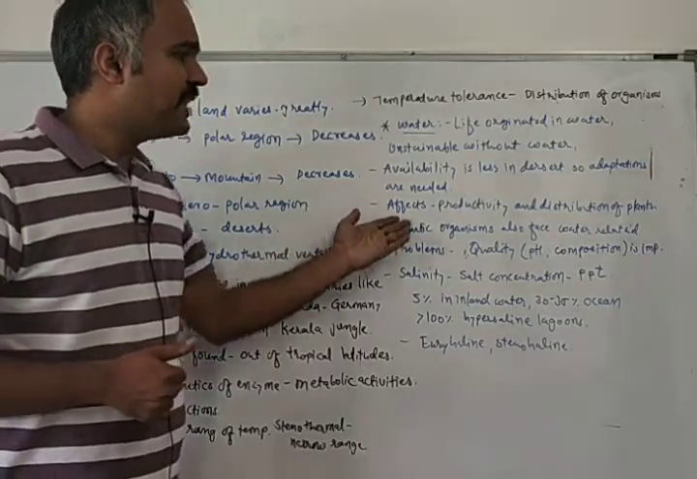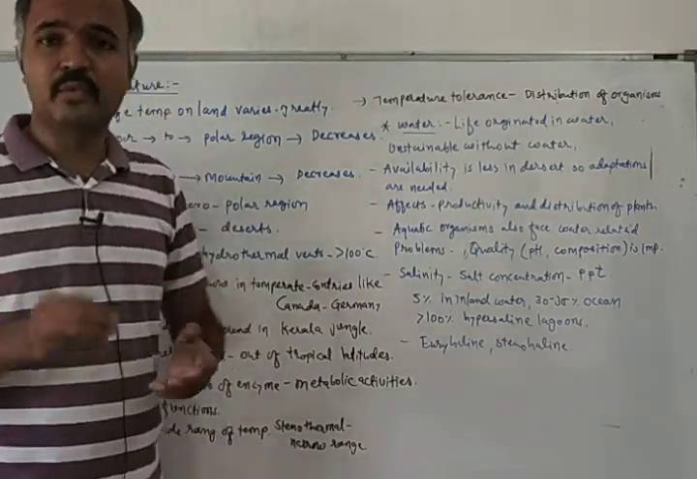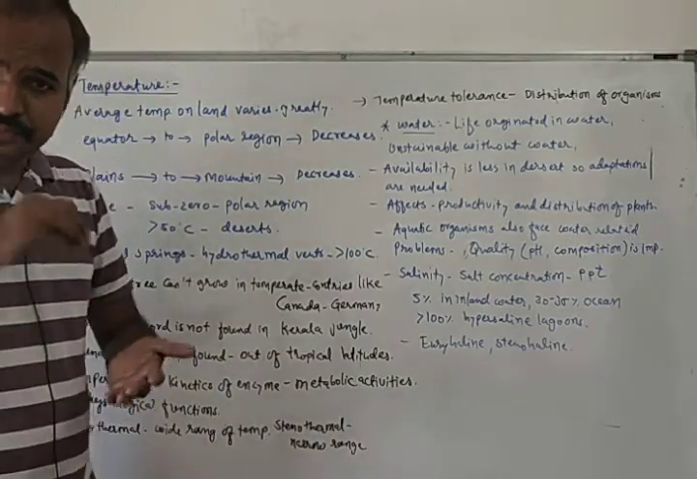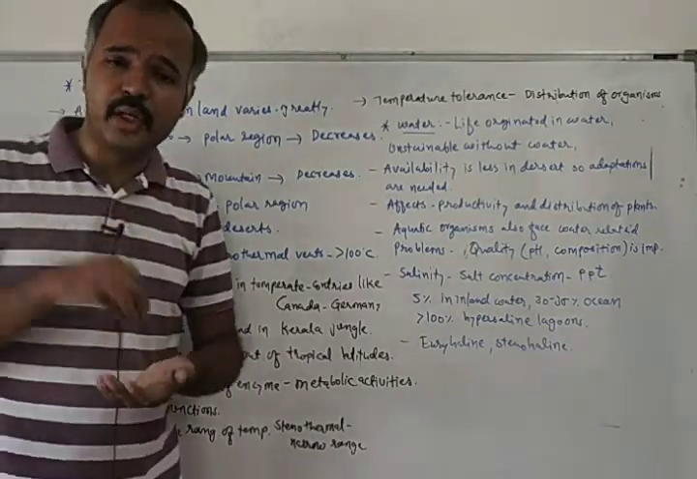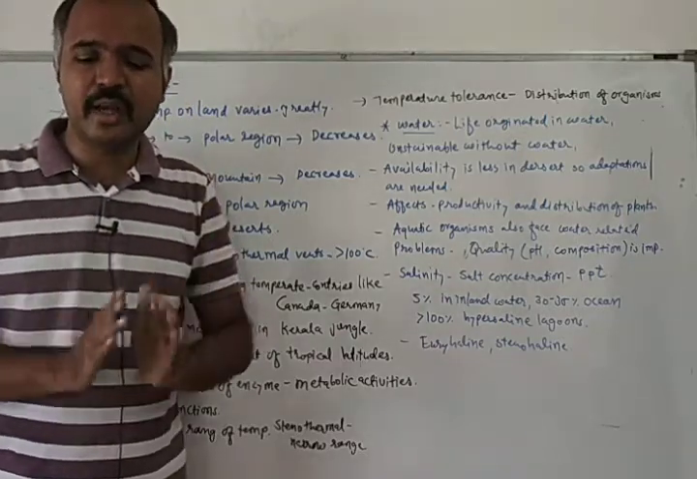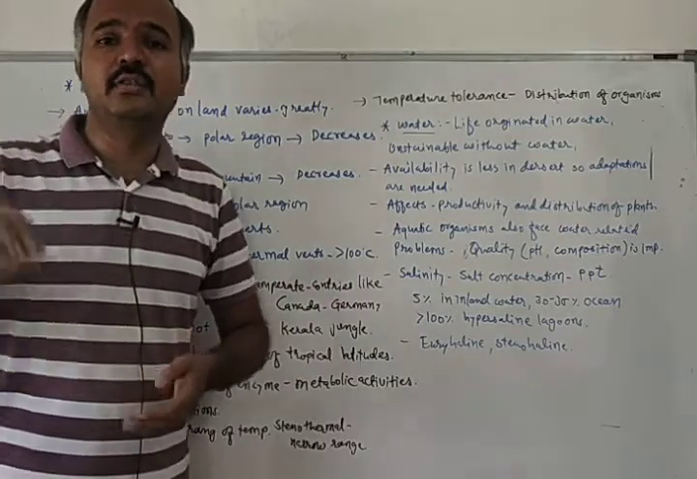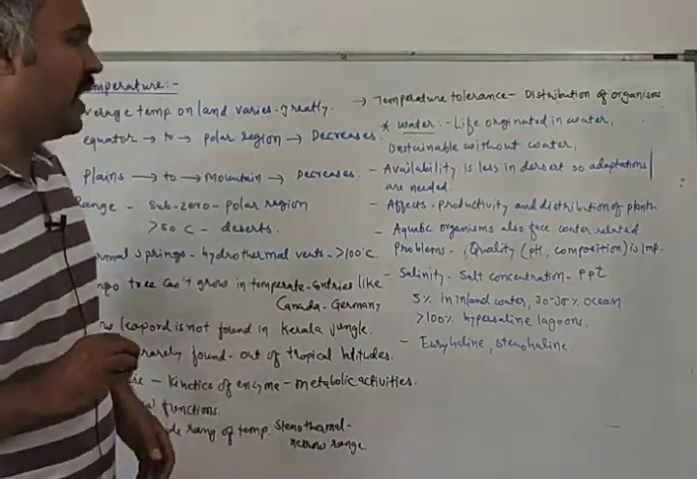Water affects the productivity and distribution of plants. What is the effect of water on plants? Water affects the productivity of the plant, and it also affects the distribution of the plants.